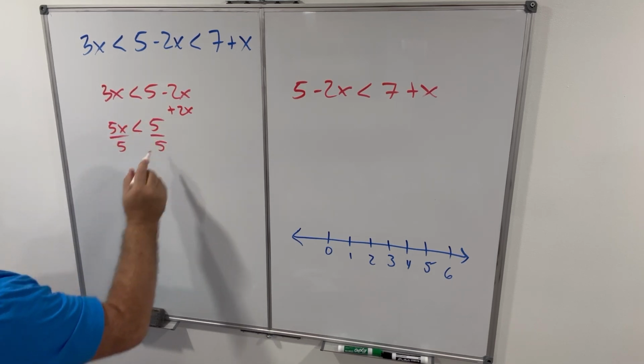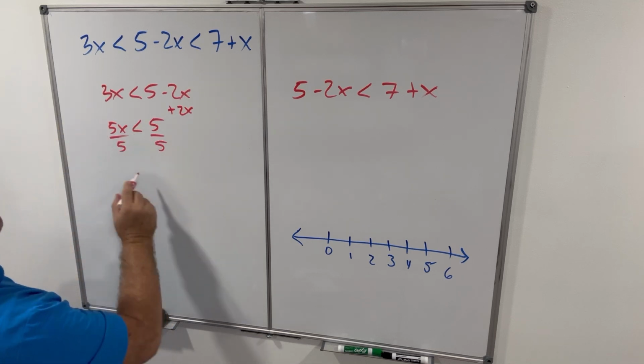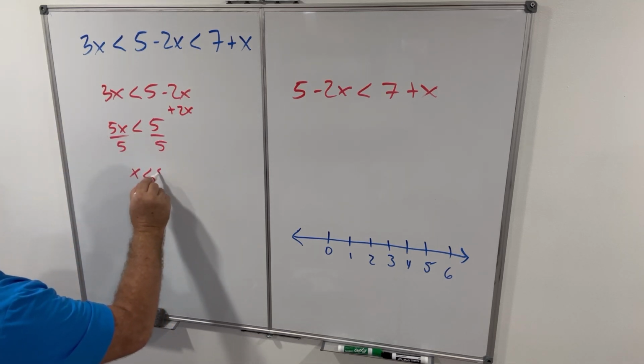Divide both sides by 5. And since we're dividing by a positive number, we're going to keep the sign the same. And we get x is less than 5.